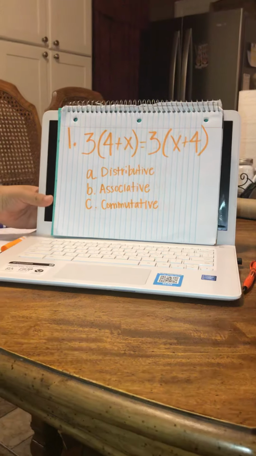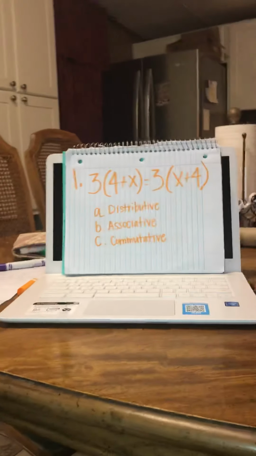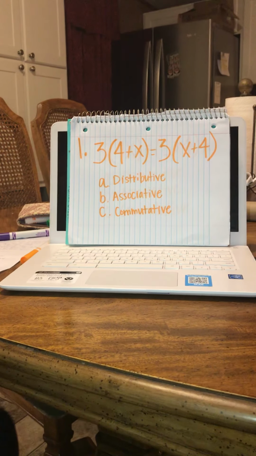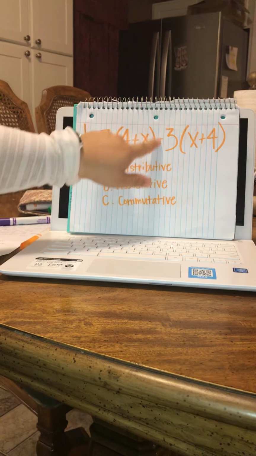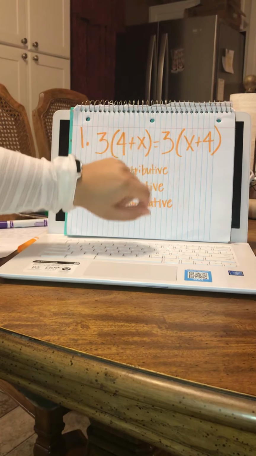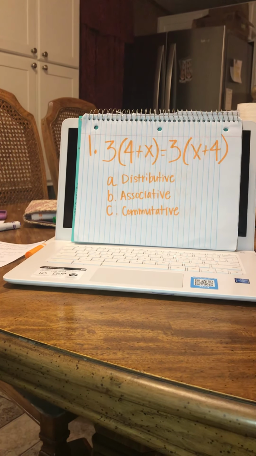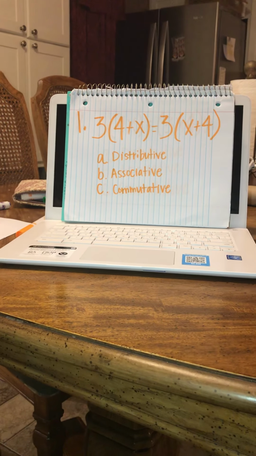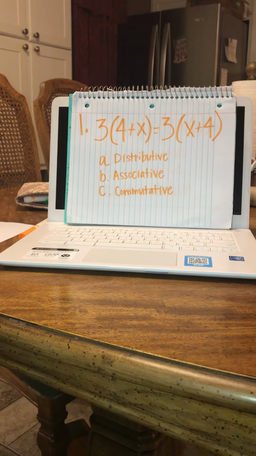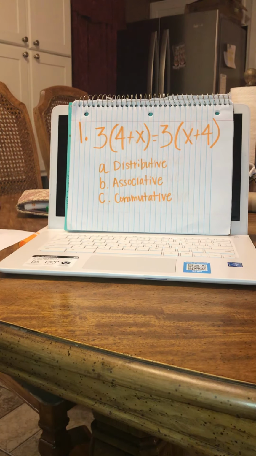Now let's get to the second page of your worksheet and follow along. So, now we're going to do a review here. In number 1, we have 3(4 plus x) equals 3(x plus 4). Now, think about this question and what we're doing here. Which property are we having? The distributive, the associative, or the commutative?